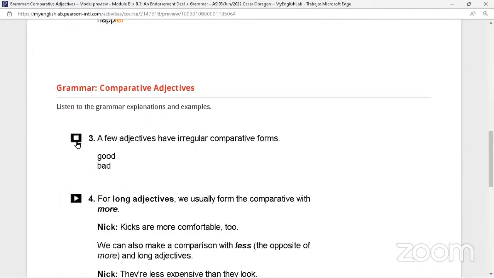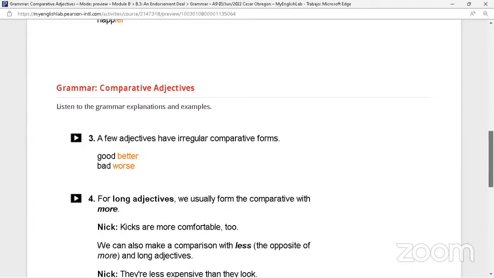Number 3. A few adjectives have irregular comparative forms. Good, better. Bad, worse.